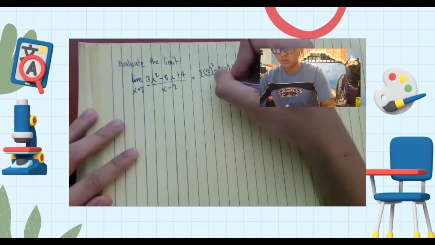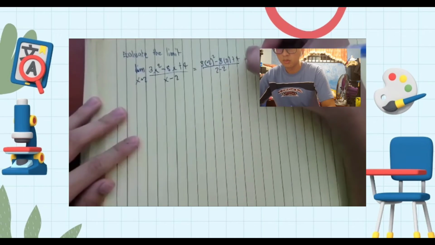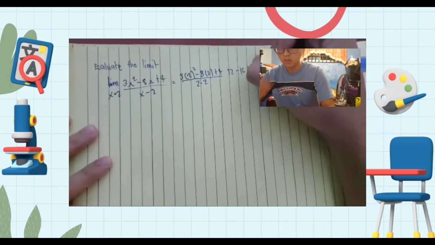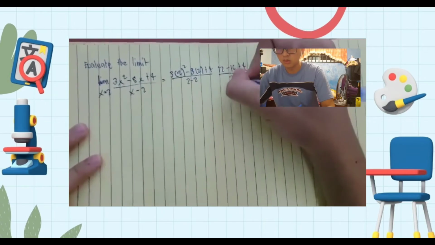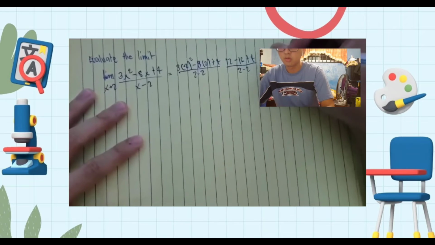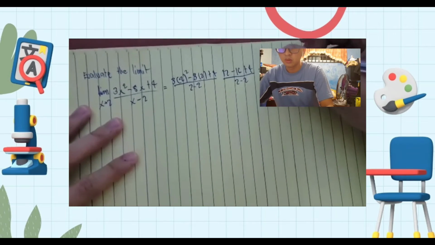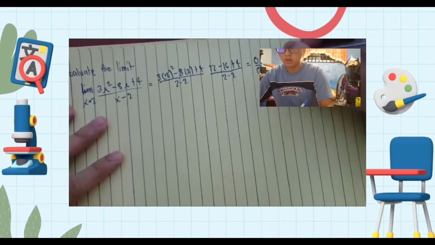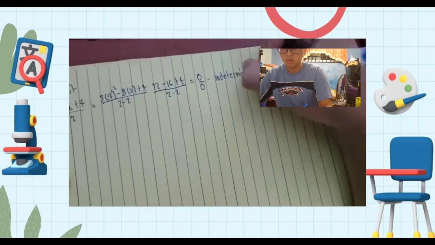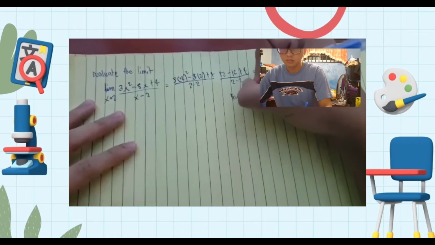Then sa baba niya is 2 minus 2. Then 2 times 4 times 3 is 12, yung square niya. And sa kabila rin, negative 8 times 2 is negative 16, plus 4. 4 over 2 minus 2 is equal to 12 minus 16 plus 4 equals 0. And 2 minus 2 is 0. And 0 over 0 is indeterminate.